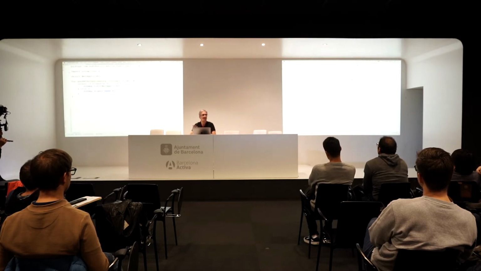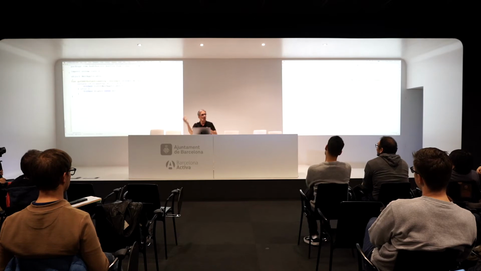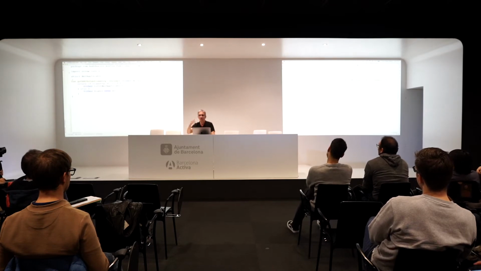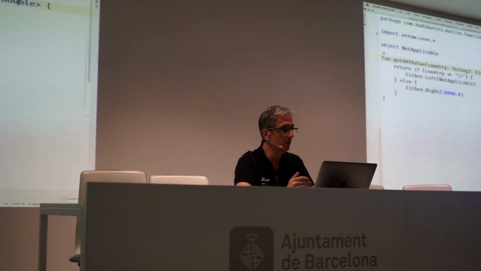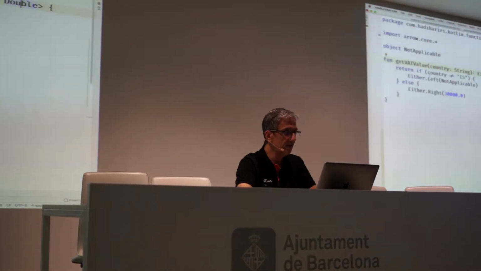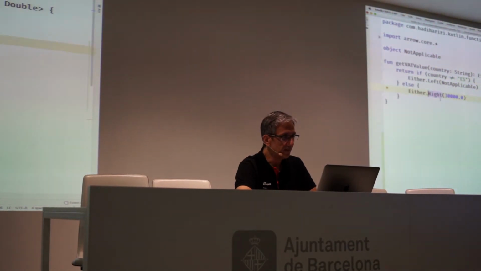One of these is the data type Either. So Either basically returns either one type or another type. Essentially it's that result that we have, right? Here I'm saying that it can return either not applicable or a double. It can return one of these two things. And then you can say, if the country is Spain, then return left, otherwise return right.